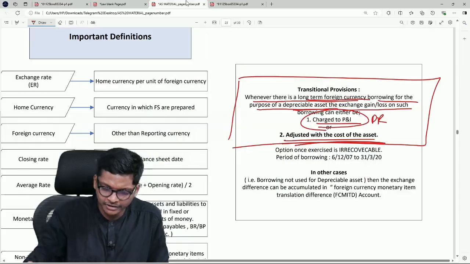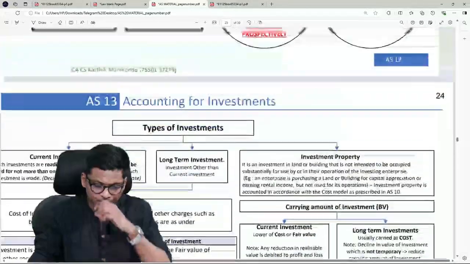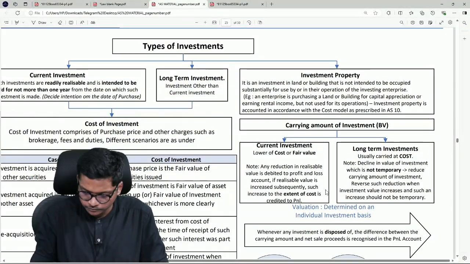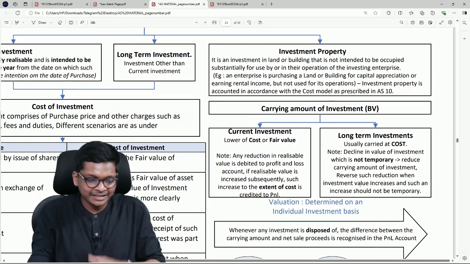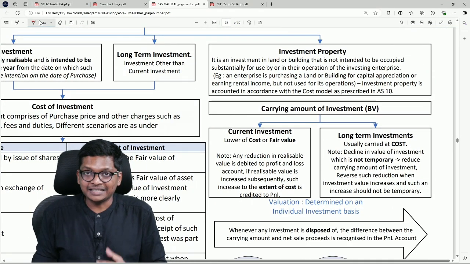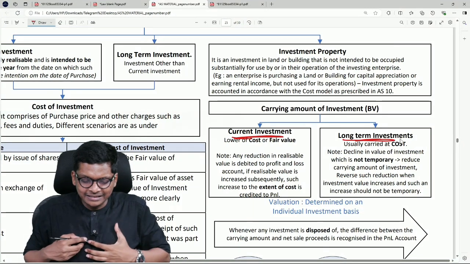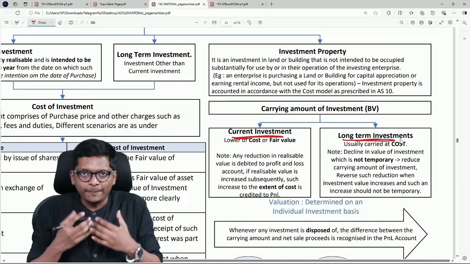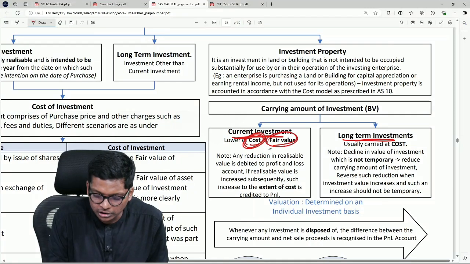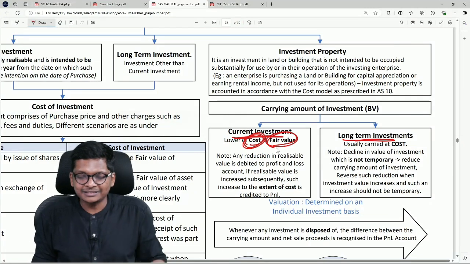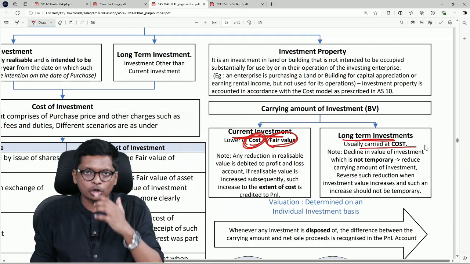Now, quick revision of concept before we discuss the question. Look at this. For exam, in our notes, what is relevant, guys? Investments are classified into current investments and long-term investments. Current investment will always be up to next 12 months. What you want to sell within next 12 months, you will value them at cost or fair value. I am not discussing this concept, I am discussing long-term investments. So, these are usually carried at cost.